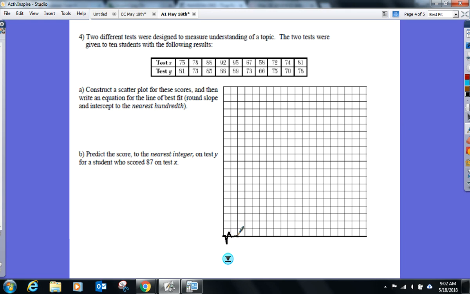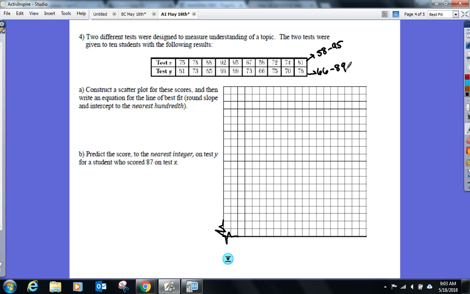Since none of those scores are even close to 0, I'm going to need a break on both the x and the y-axis. Okay, you guys said the lowest one on x was what, 58? And what's the highest one? 95. So your x-axis has to go somewhere from 58 to 95. And your y-axis, what's the lowest one here? 66 to a high of?